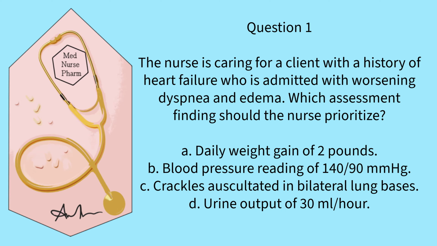Question 1. The nurse is caring for a client with a history of heart failure who is admitted with worsening dyspnea and edema. Which assessment findings should the nurse prioritize? Daily weight gain of 2 pounds, blood pressure reading of 140 over 90, crackles auscultated in bilateral lung bases, urine output of 30 ml per hour. Pause the video and select your answer.